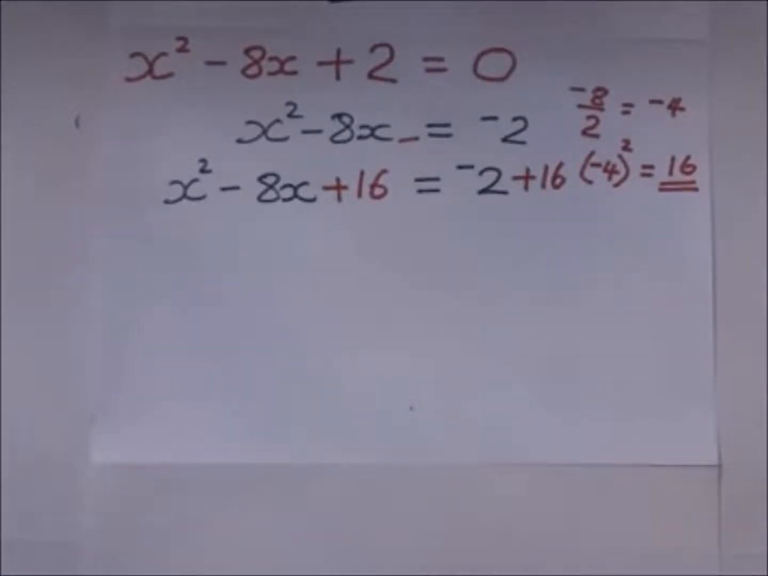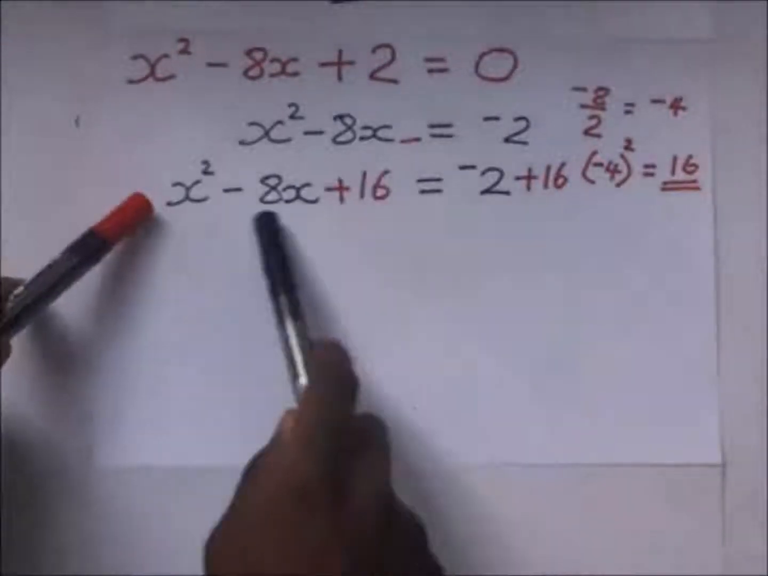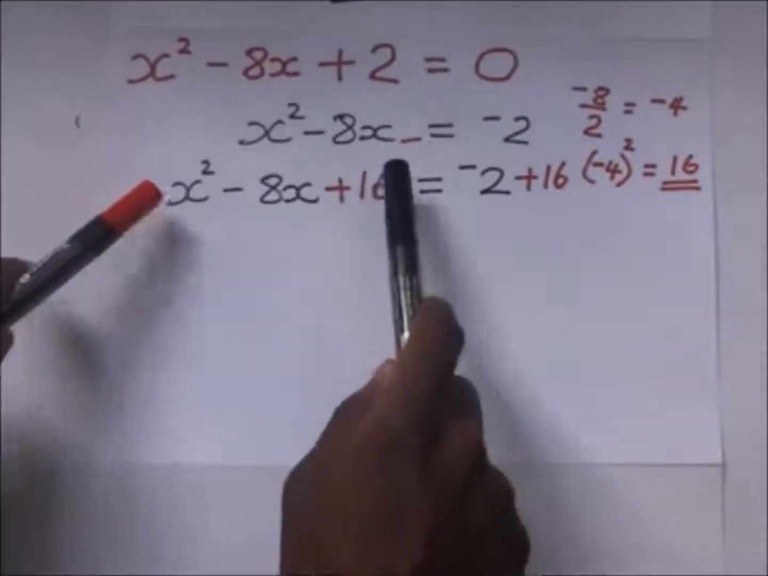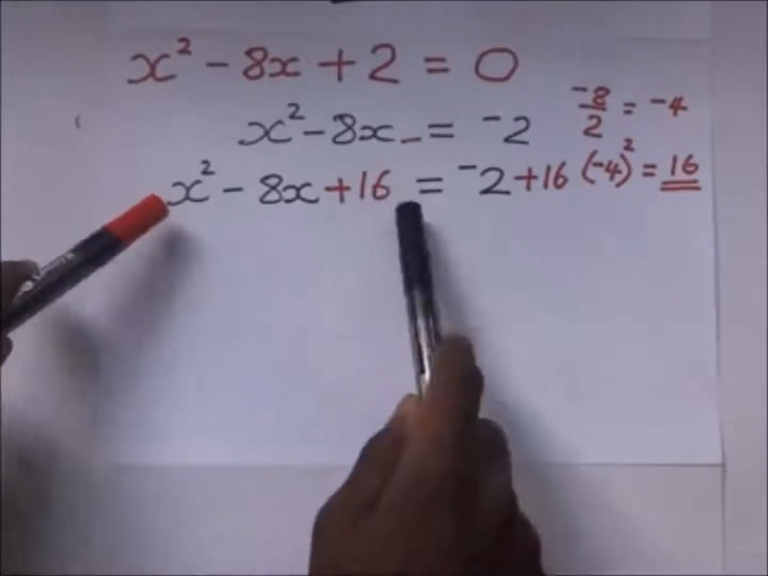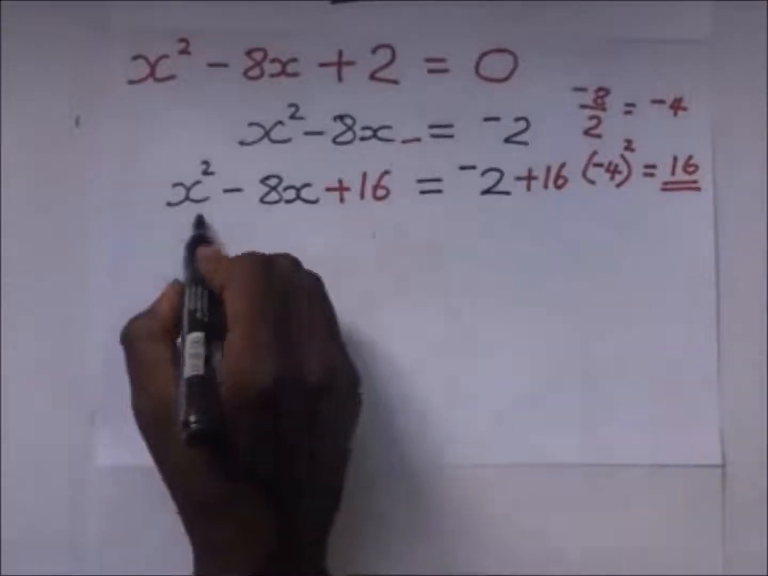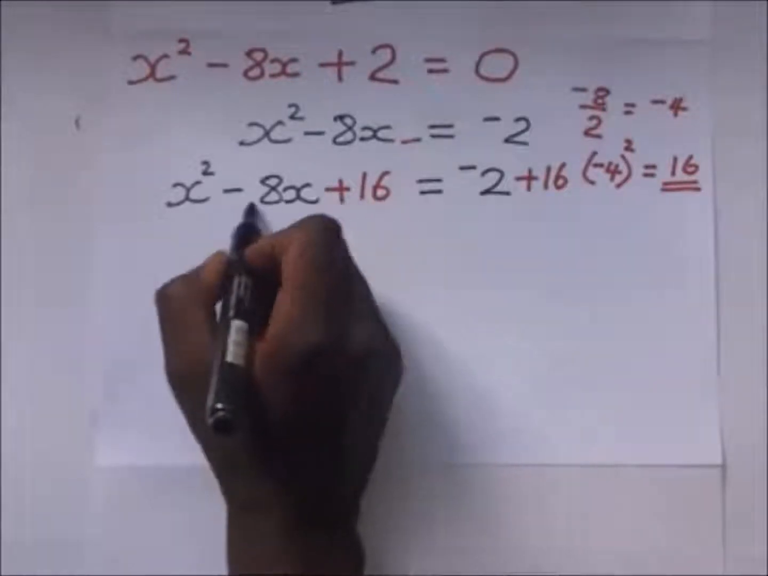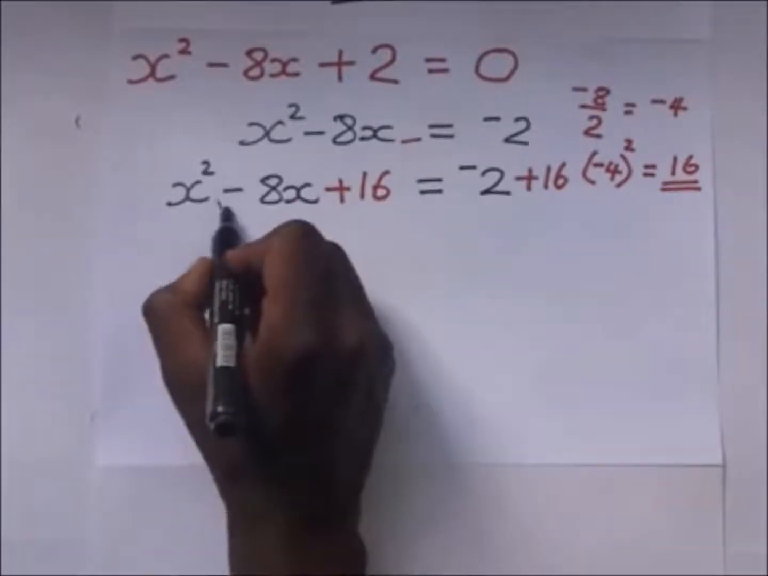Now, the reason why we do that is, in so doing, we have made this side of the equation a perfect square. So we'll continue working in that light. Factorizing this equation means that you're supposed to get two numbers to split this middle term into two.